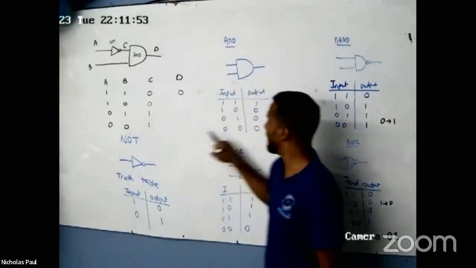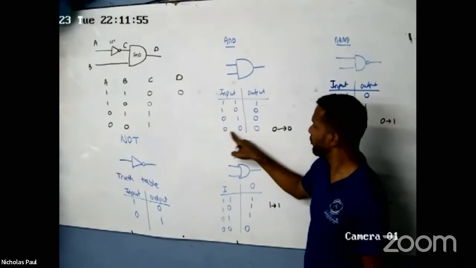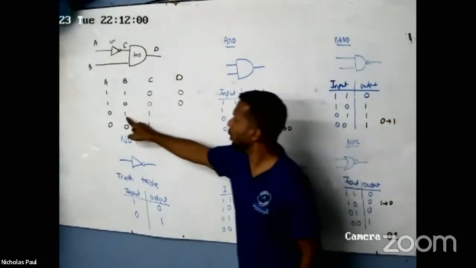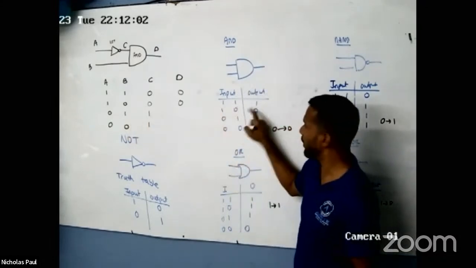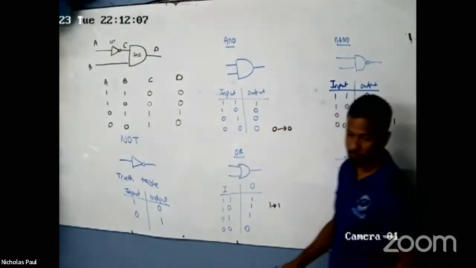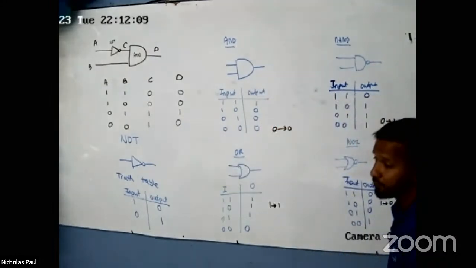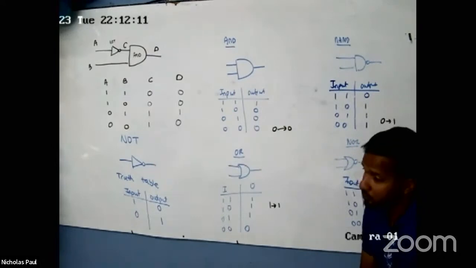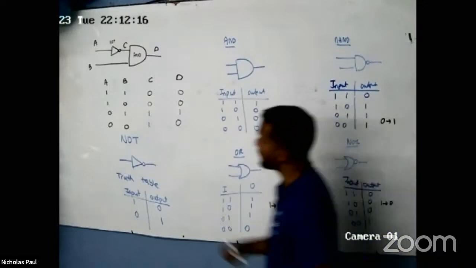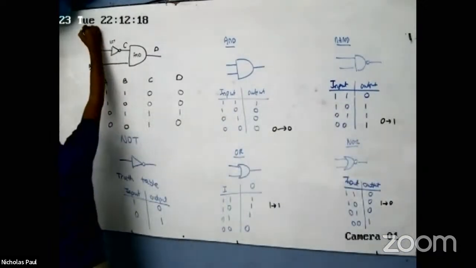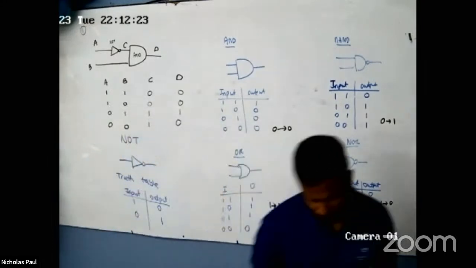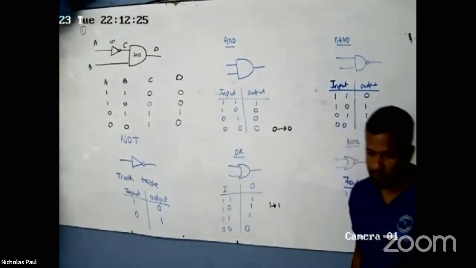0 0 into an AND gate is 0. 1 1 into an AND gate is 1. And 0 1 is 0. That's the way you work out the output. Okay. Any questions online? Hamlet, any questions there? That's what we're doing today.